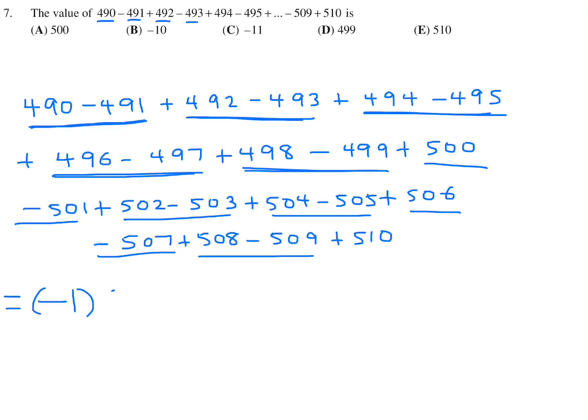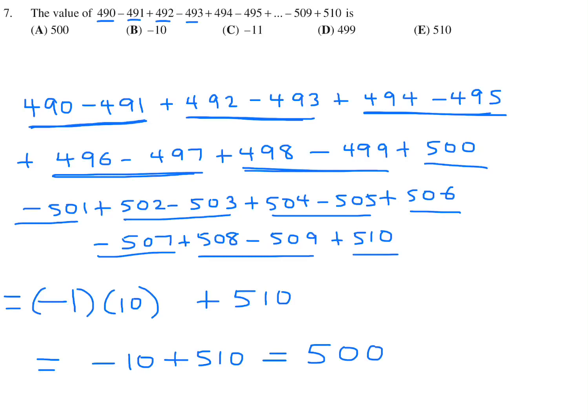So -1 times 10 is the sum of that. And then you've got this lone 510 at the very end that doesn't match with anything. So that is what it all simplifies to. So we've got -10 plus 510, and that is, of course, equal to 500. So the answer here is A.